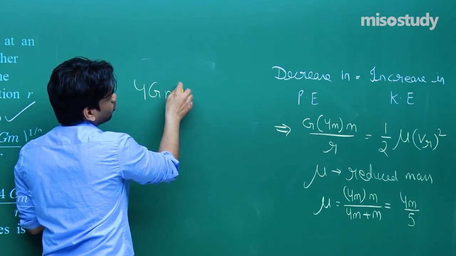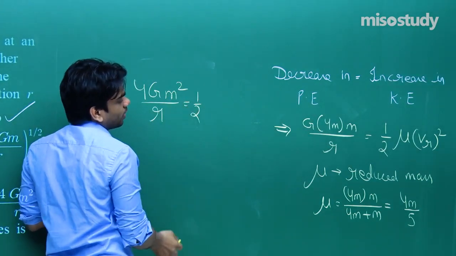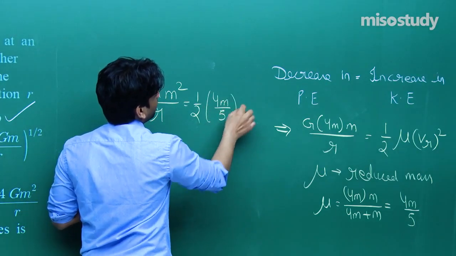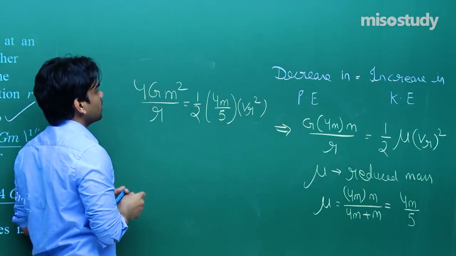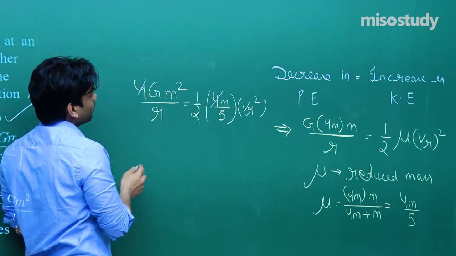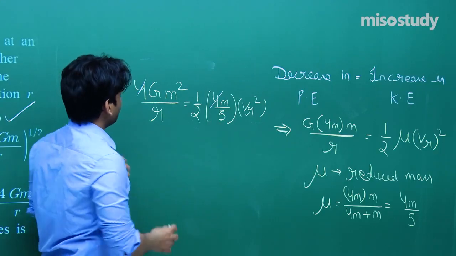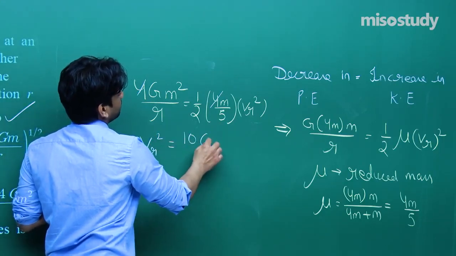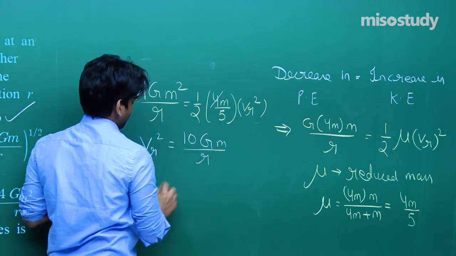4Gm² divided by r is equal to 1 by 2, the value of mu is 4m by 5, multiplied with Vr whole square. This is how you have to approach. From here you can see that 4 and 4 will be cancelled out, and then you will be having G. Then 5 into 2, 10, so Vr whole square comes out to be 10Gm, 1m will be cancelled out, divided by r.